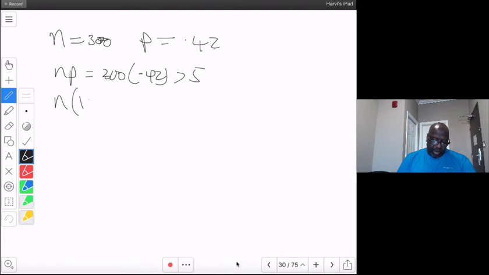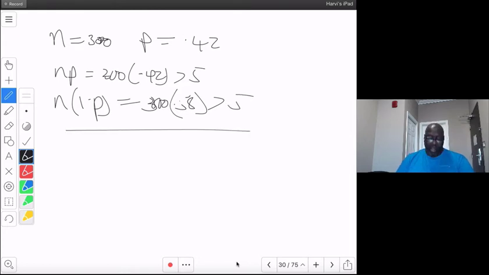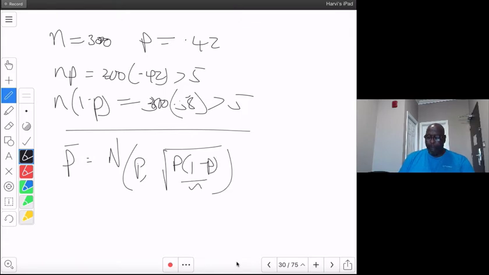N times (1 minus P) is equal to 300 times (1 minus 0.42), which is 0.58, and that is also greater than 5. So our conditions are satisfied, in which case we could say that P bar is a normal distribution with a mean of P and a standard deviation of the square root of P times (1 minus P) over N. All right? So that's our mean and our standard error.